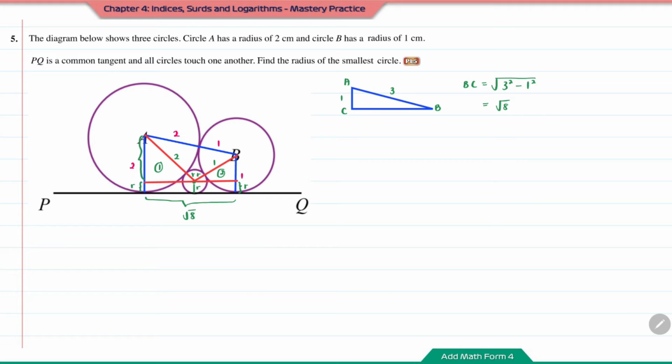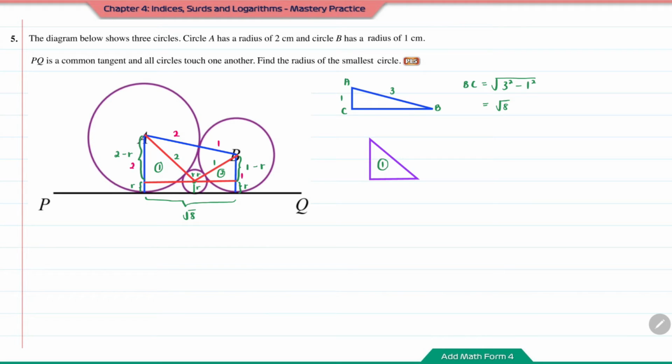And the length here is going to be 2 minus r. And the length here will be 1 minus r. So next, to find the radius of the smallest circle, we are going to use the Pythagoras theorem to find the length of these two horizontal lines, which we know is equal to the square root of 8.